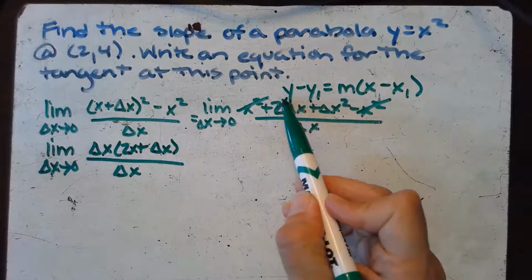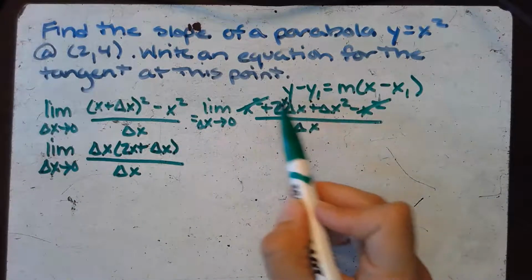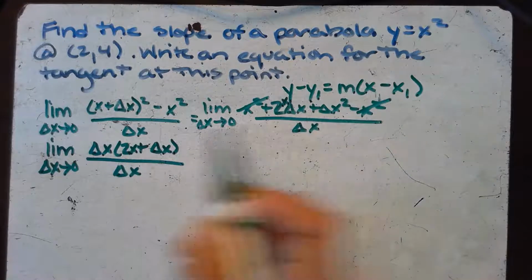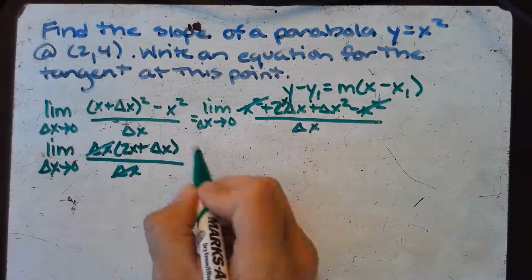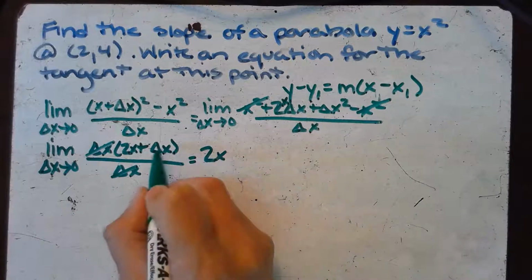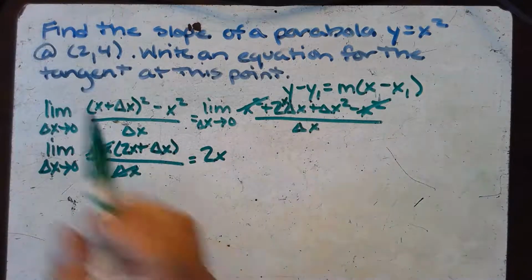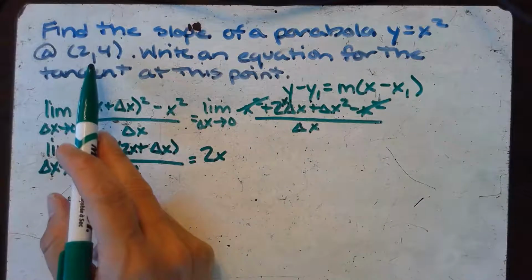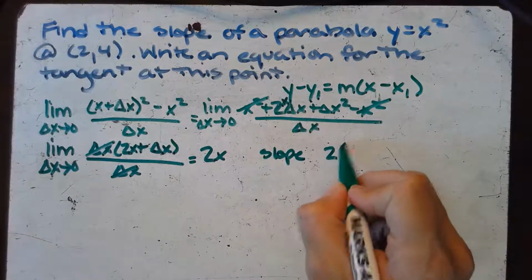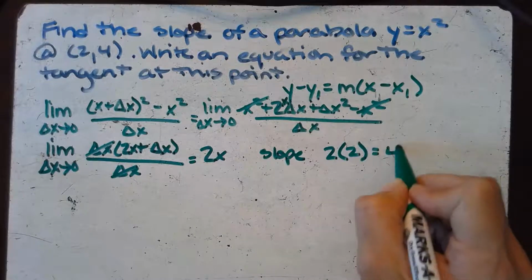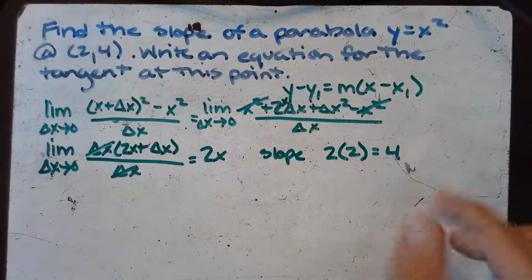Notice again, I forgot that x right there. I'm trying to do this from memory and then I mess up. Okay, so there's the 2x. All right, and here the delta x divides out, so I'm left with just 2x as this goes to 0. All right, so now I'm looking at the point 2, 4. So find the slope at 2, 4. So it's going to be 2 times 2 equals 4. So this is going to be the slope right here.